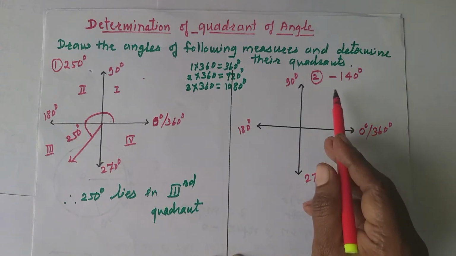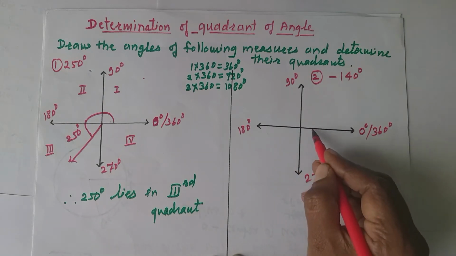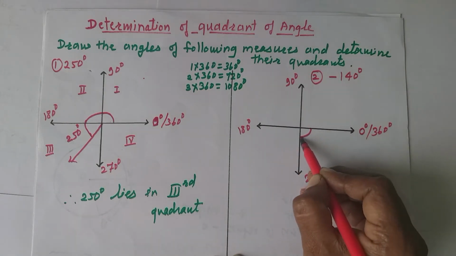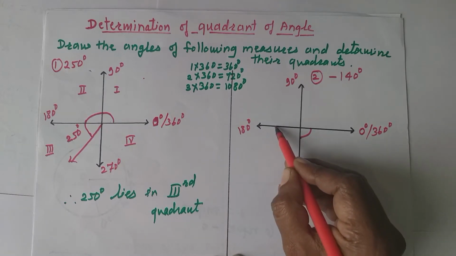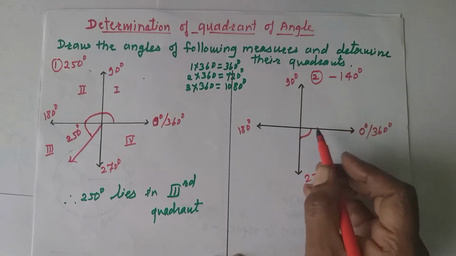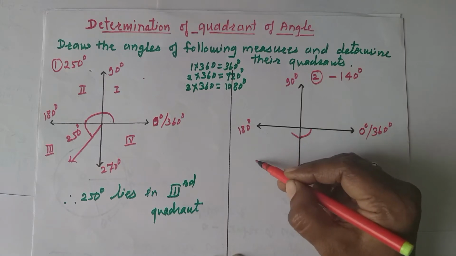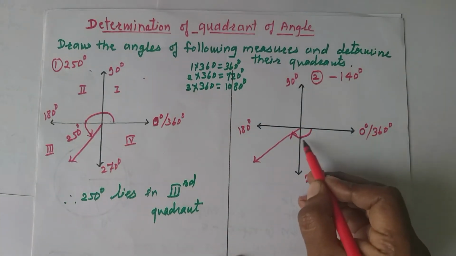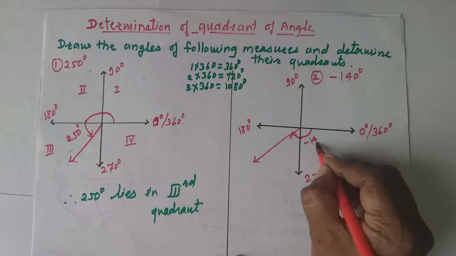Okay, now here the angle is negative, so we have to rotate in the clockwise direction. See, if I rotate up to this mark, then an angle of 90 degrees is formed, and if I reach here, then an angle of 180 degrees is formed. Now an angle of minus 140 is less than 180, means somewhere here. You draw the arrow also. This is nothing but your angle of minus 140 degrees.